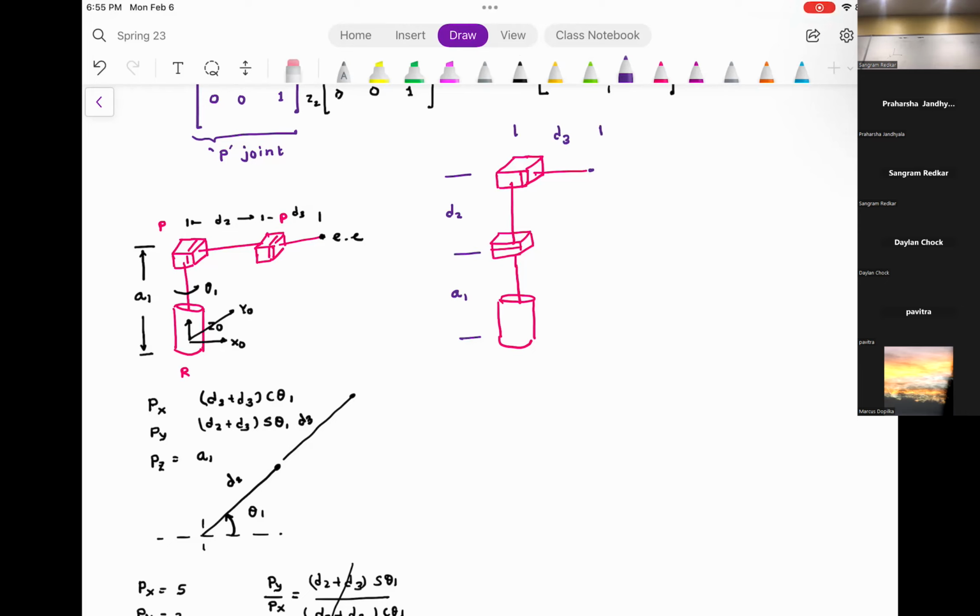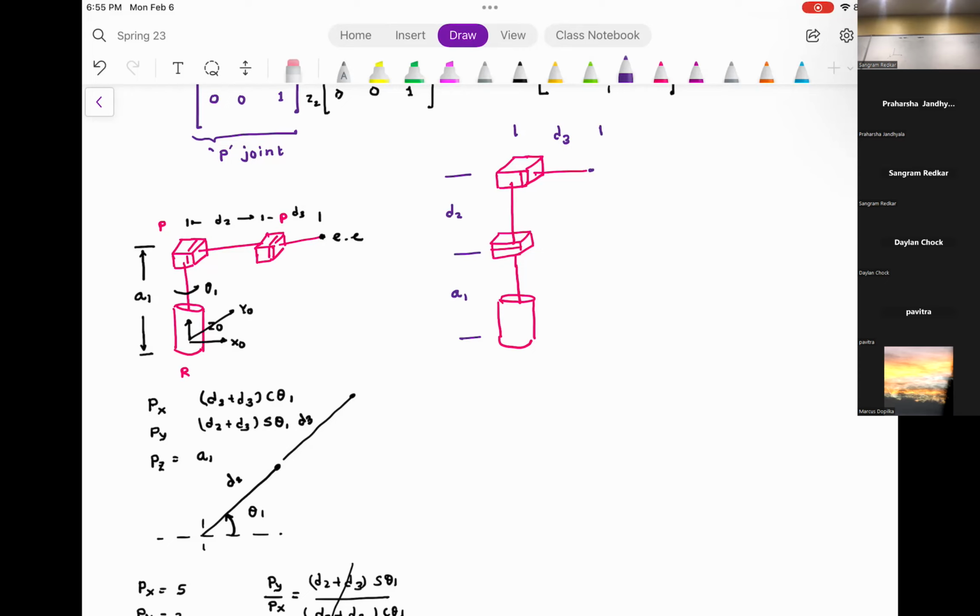A1, D2, and D3. Can someone tell me what is the work envelope of this robot? Which means, how would this end effector move? What is the workspace of this robot? This is a cylindrical workspace. Can you see that? No matter what you do, at the end of the day, that end effector is going to go in the cylindrical. Okay?